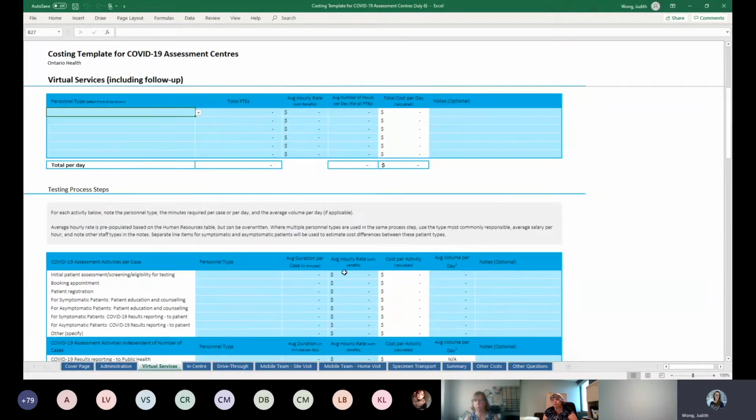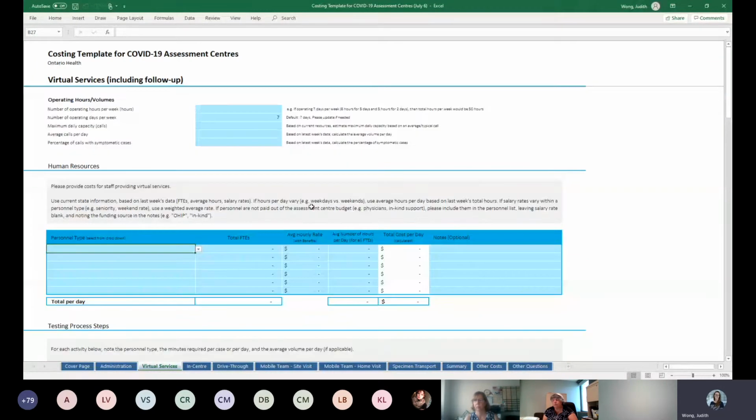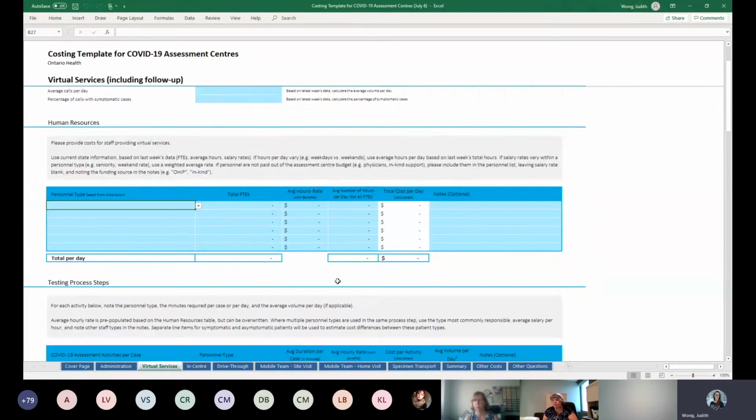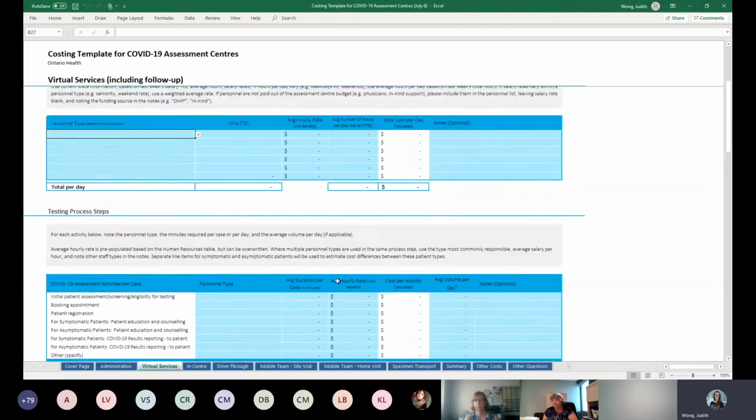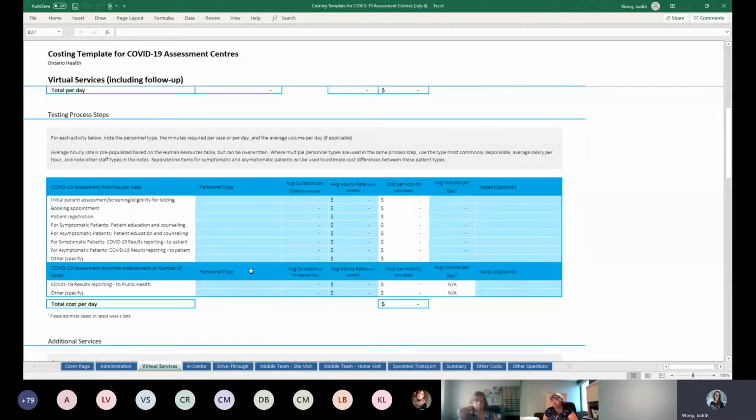The reason we're collecting both of these pieces of information is that we understand you may have a call center that needs to be staffed for a certain number of hours so that it's available for people to call in, but it may not be operating at the max capacity. So we're collecting the activity information and the hours per day separately.